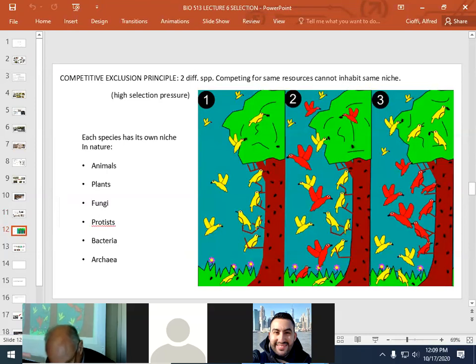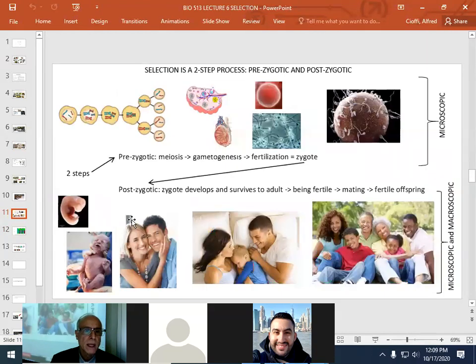Oh yes, I'm sorry, I have another little phrase here: selection is a mixture of determinism and chance. Let me go back one slide here for a moment. Okay. It's a mixture of determinism and chance.